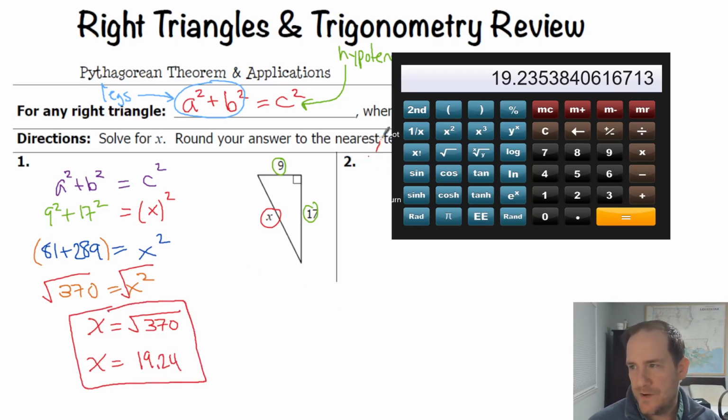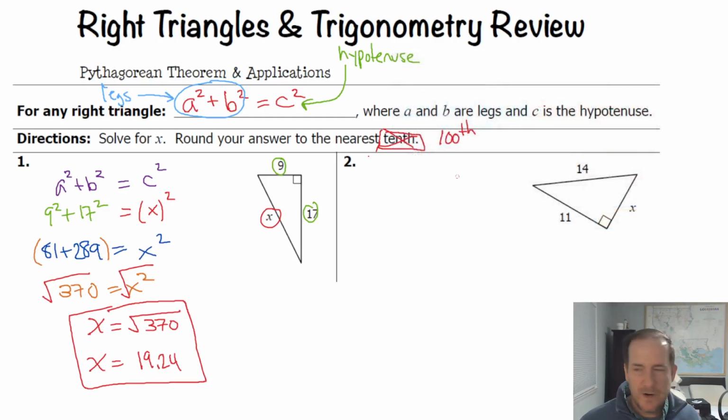And also I know it says 10th up here, but I don't ever want you to round to the nearest 10th. I always want you to give me 2 decimal places. That means the 100th place. Okay, and you can't see that. There you go. It says 10th right up there.